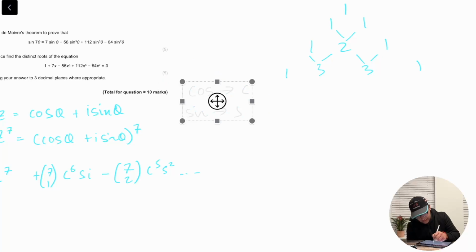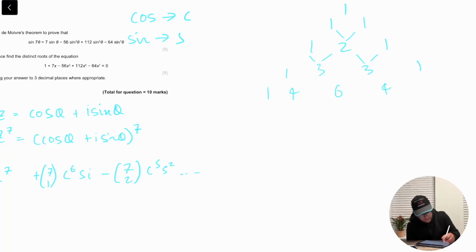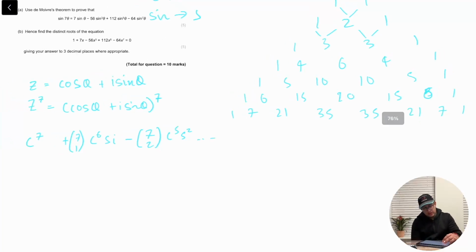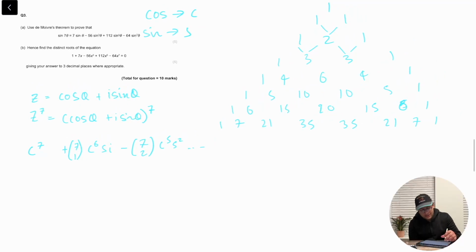Let me just move this key. So the next row is going to be 1, 4, 6, 4, 1, and 1, 5, 10, 10, 5, 1, 1, 6, 15, 20, 15, 6, 1, and 1, 7, 21, 35, 35, 21, 7, 1. Essentially, why this is relevant is because these are all the coefficients in every single binomial expansion.